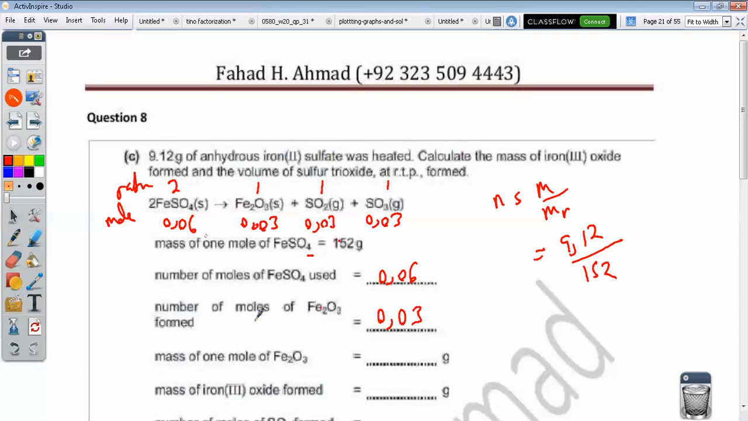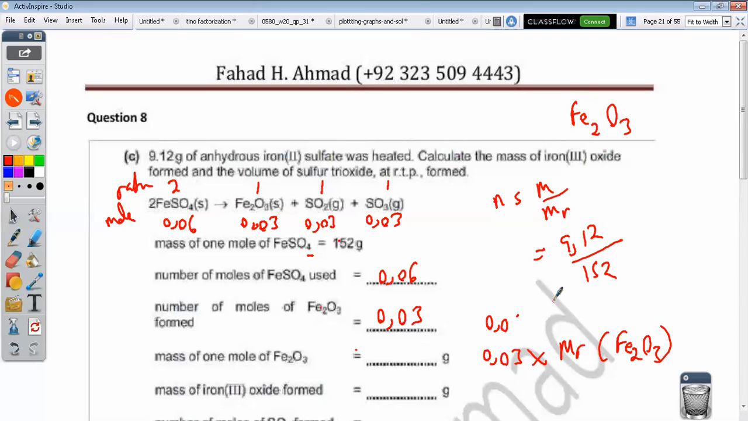Then the mass, look at your formula here. Mass is number of moles times MR. So you need 0.03 for this part here, 0.03 multiplied by the MR of iron(II) oxide. Can we now go to our periodic table? Unfortunately, we have to go back to our periodic table so that we find the mass of iron, the mass of oxygen. We know it.